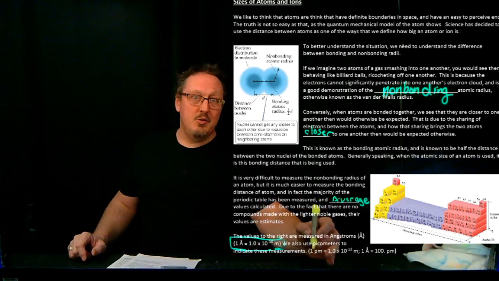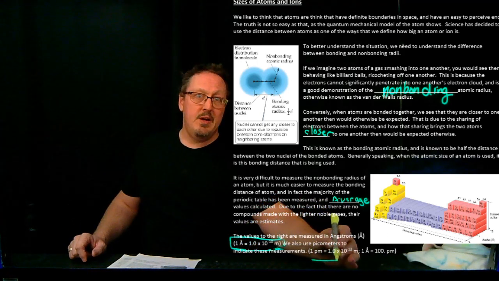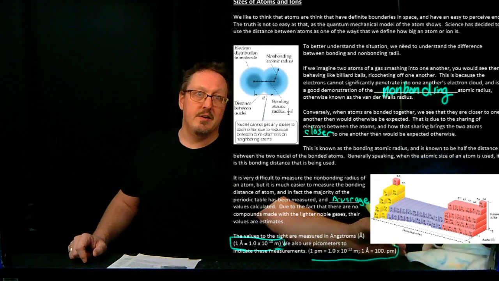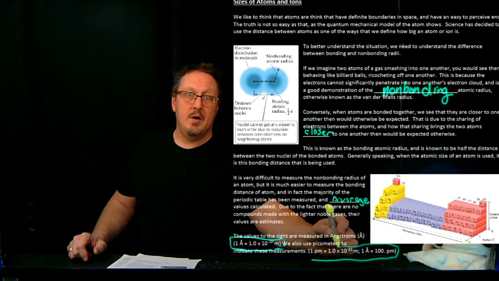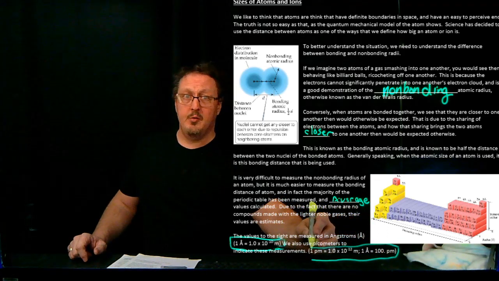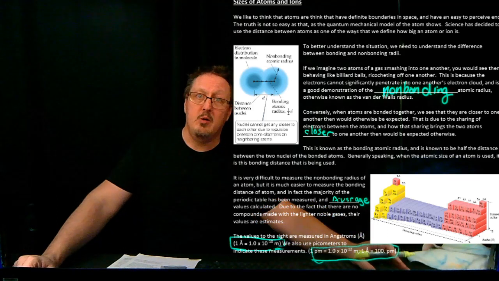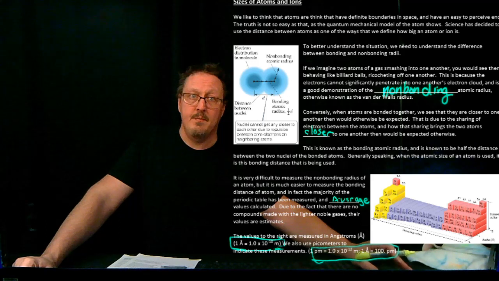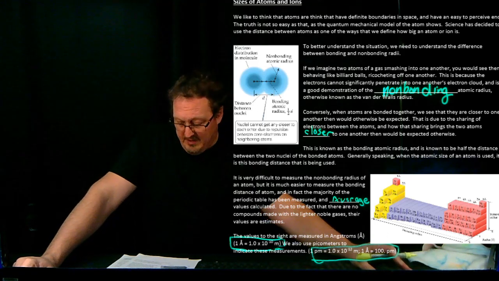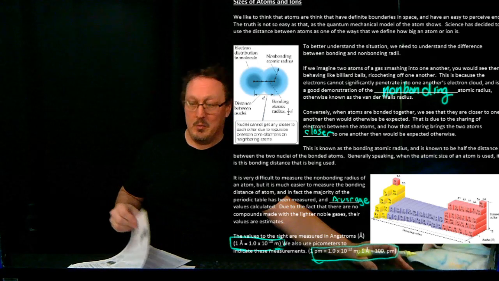And the other one that you might see a lot is picometers, and that's this one right here as well. 1 picometer is going to be 1.0 times 10 to the negative 12 meters. So a picometer is even smaller than an angstrom. And 1 angstrom is going to equal 100.0 picometers. So if we need to talk about that conversion, that's what I want you to know.